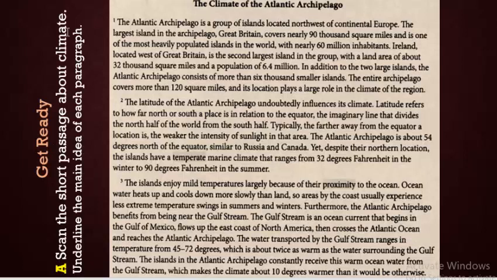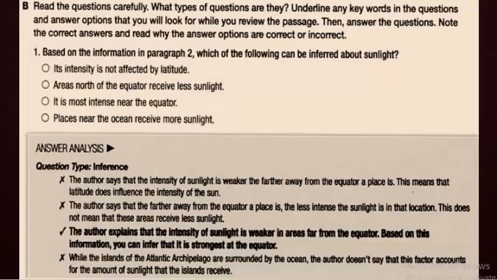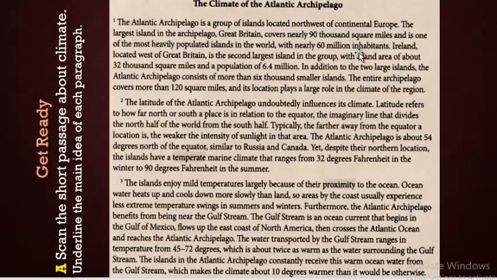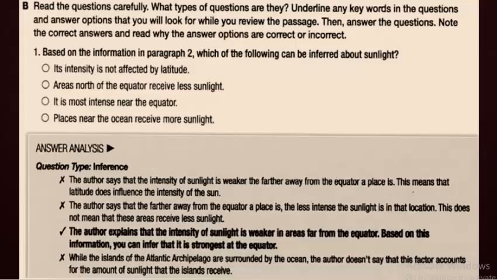Activity A: scan the short passage about the climate of the Atlantic archipelago. This means underline the main idea of each paragraph. How many paragraphs do we have? We have 3 paragraphs. Read it and underline, please. Underline the main idea of each paragraph. If it's not visible, please use your books.